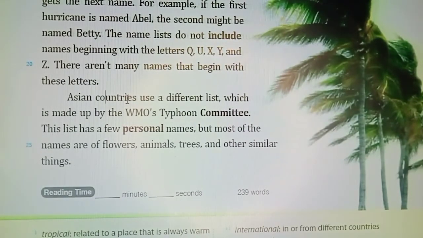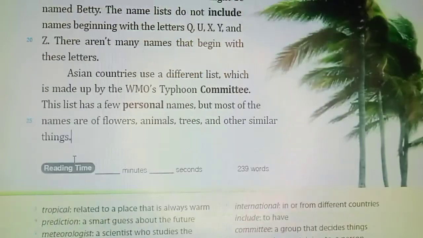Asian countries use a different list, which is made up by the World Meteorological Organization's Typhoon Committee. This list has a few personal names, but most of the names are of flowers, animals, trees, and other similar things.